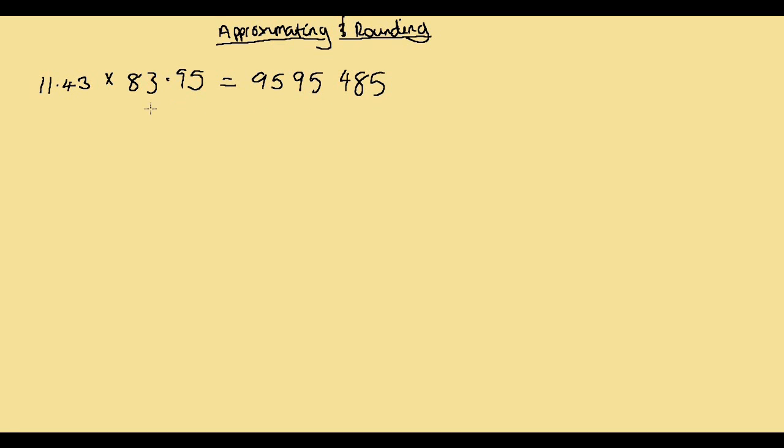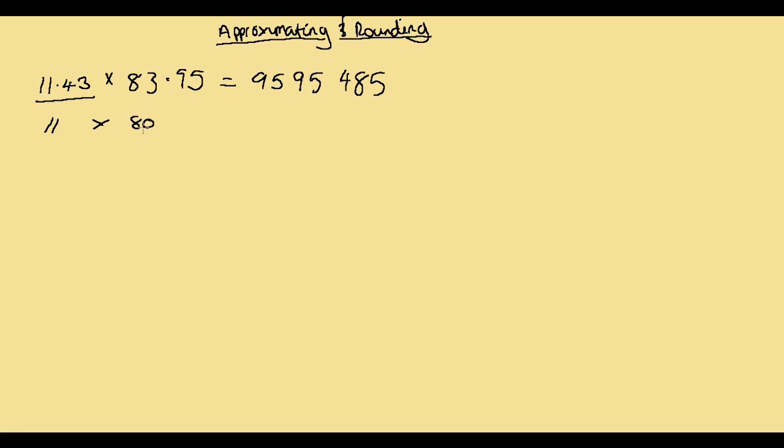Well, if you've got a spare calculator, then great. But if not, we can use approximating to actually find out where the decimal point should be. Now, this is where it comes in real handy, because we can say, right, 11.43, number that's close. We could say 10, we could say 12, we could say 11. So how about we just go with 11? And then we've got this 83.95. So what's close to that? Okay, well, let's just say 80.